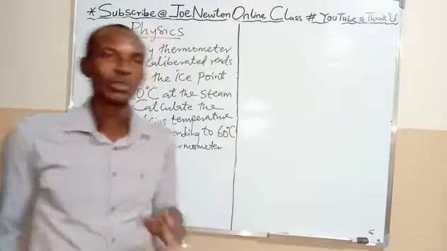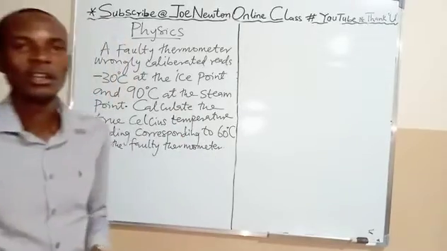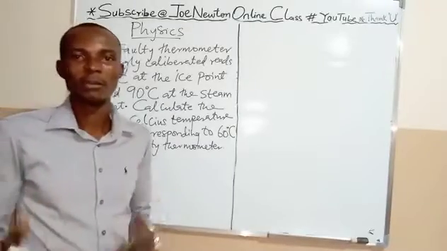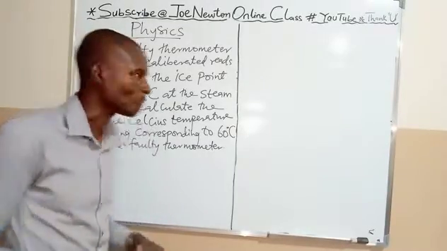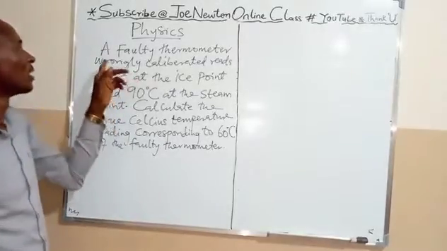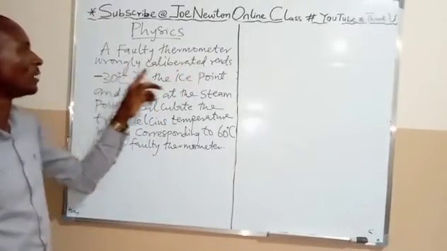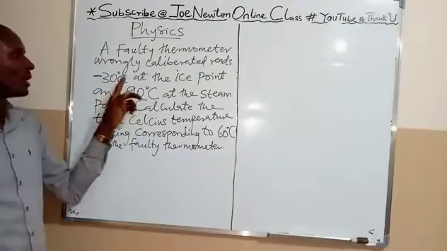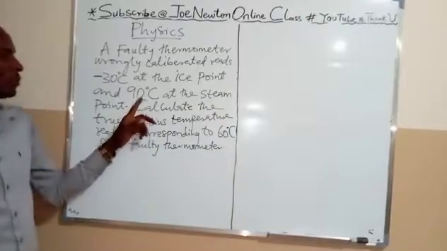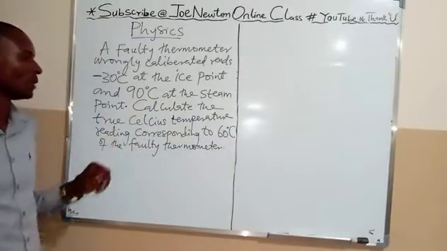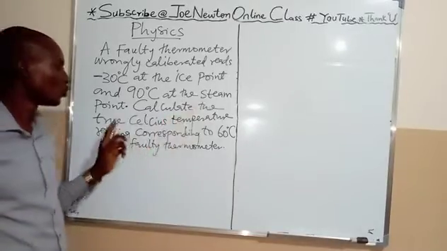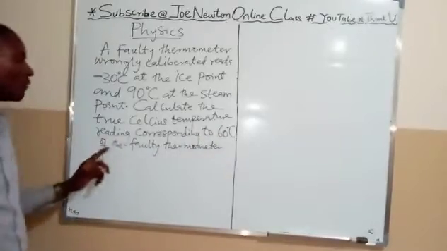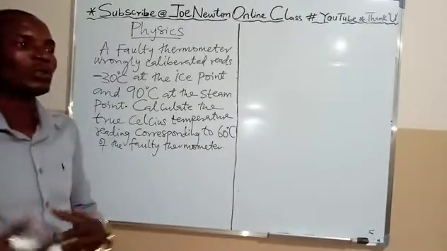In this video, I want to solve this particular problem in physics. This is taken from a topic known as thermal physics, that is temperature measurement or heat measurement. Now, look at the question. A faulty thermometer, wrongly calibrated, reads minus 30 degrees Celsius at the ice point and 90 degrees Celsius at the steam point. Then we are expected to calculate the true Celsius temperature reading corresponding to 60 degrees Celsius of the faulty thermometer. Now, solution.